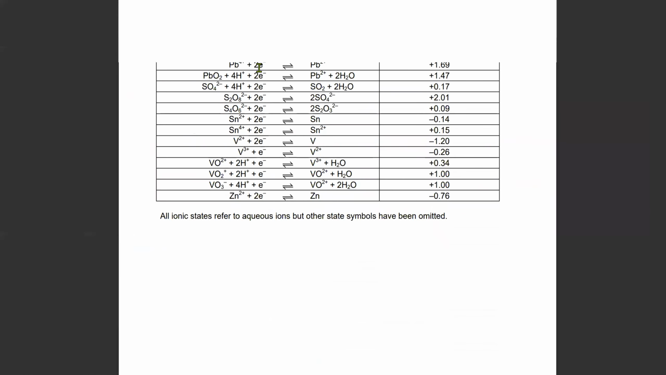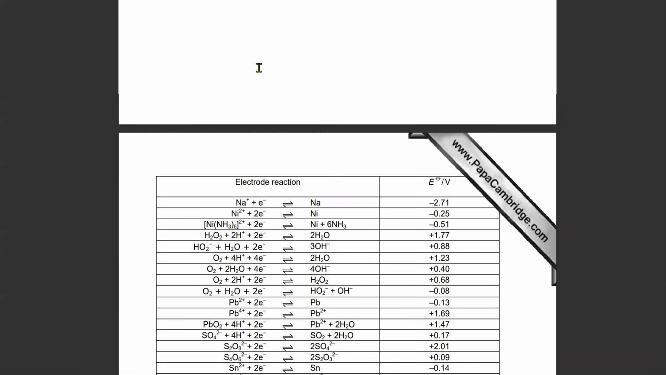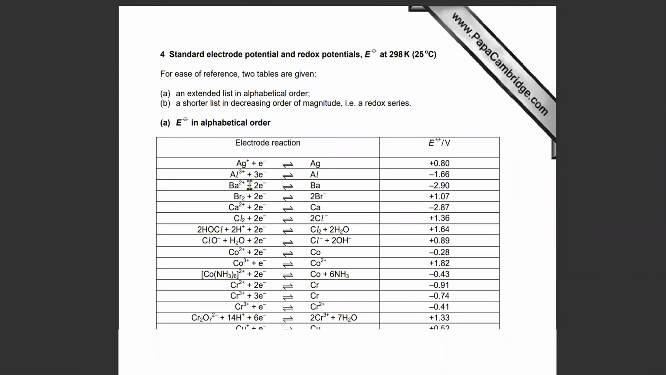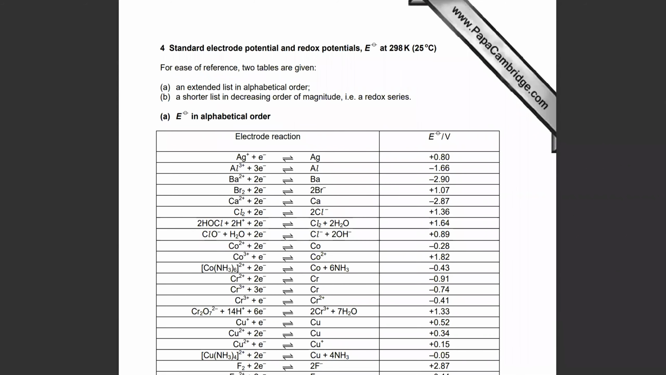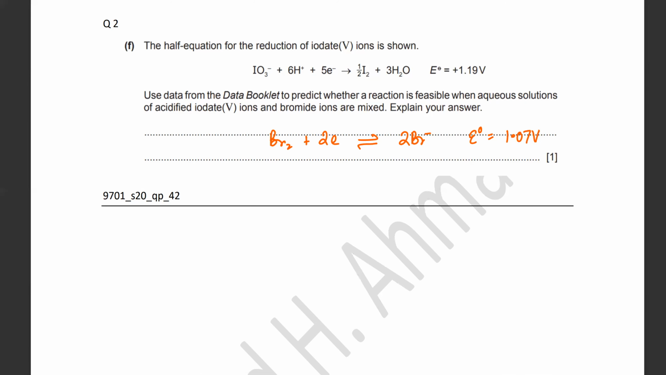As a bromine, it's 1.07 volts. So which one is the higher potential? The first one is the higher potential, and the second one is the lower potential. So the first one is going to gain electrons, the next one is going to lose electrons. So the reaction is going to happen. The iodate 5 ions, IO3 minus 1, are my reactants, and over here Br minus 1 is also my reactant. The two reactants are reacting together. Br minus 1 changes into Br2, IO3 minus 1 changes into I2. Is that clear?